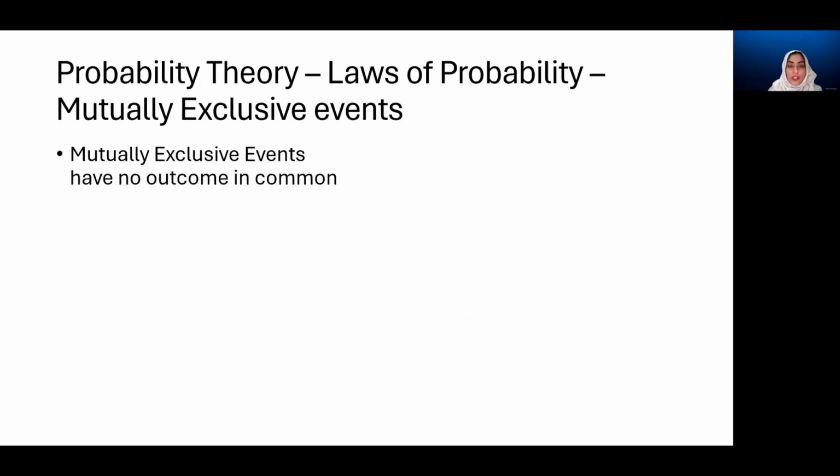Another concept is of mutually exclusive events, which have no outcome in common. These events are also known as disjoint sets. So in case of events A and B being disjoint, A intersection B is going to be a null set, or phi, and the probability of A intersection B is going to be 0 because they have nothing in common. And the joint probability is going to be 0.